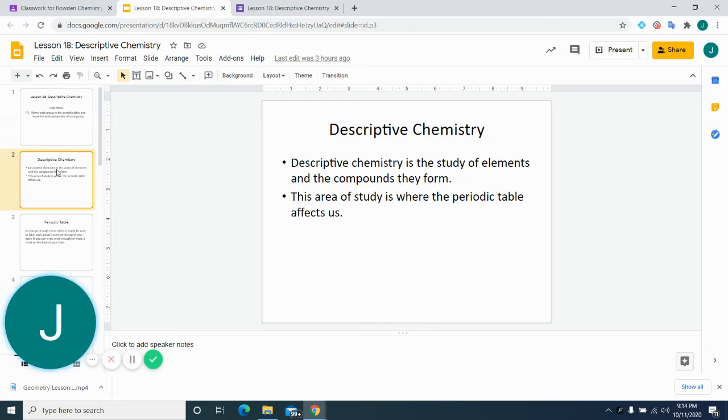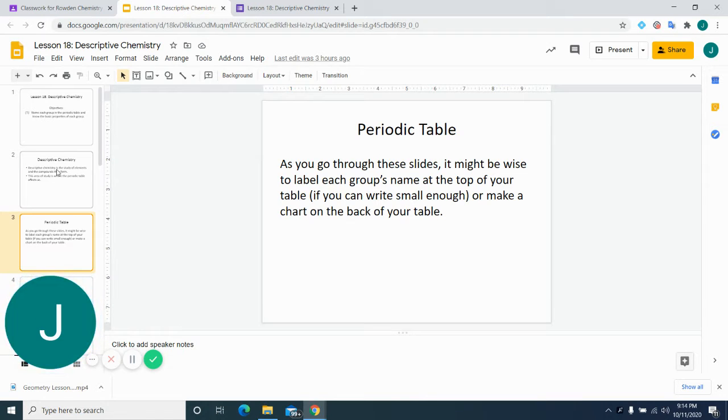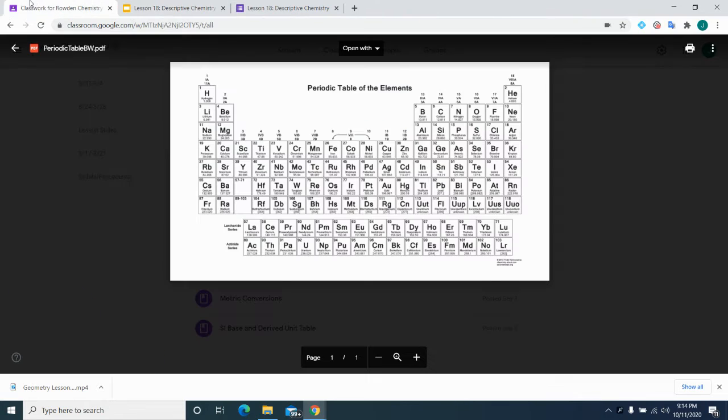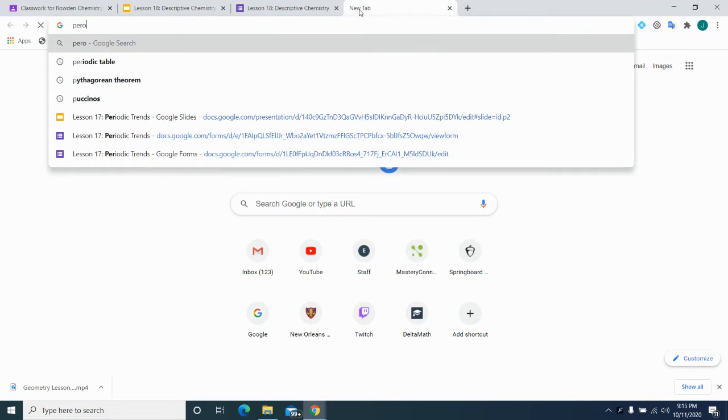So basically what we're going to do is we're going to learn more trends in the periodic table. As you go through each slide, I would suggest, guys, if you have the ability to print this off, have a hard copy of this. That way you can start writing on it. It'll make your life way easier if you can start writing on this. So like I said, print it off, have a copy. Let's go.